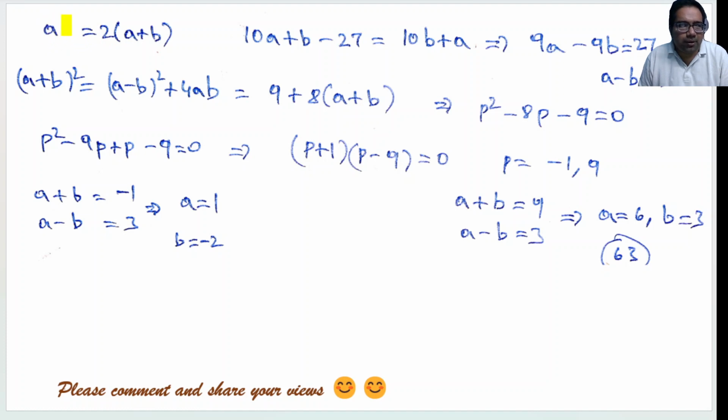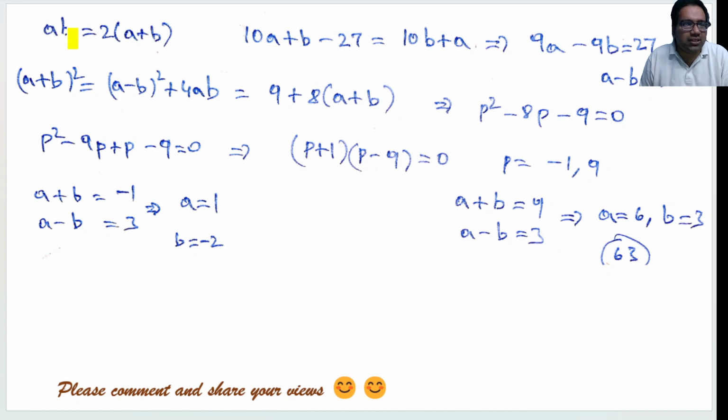Now, the product of these two digits, A and B, is equal to twice the sum of these two digits, twice A plus B. Here AB means the product of A times B.